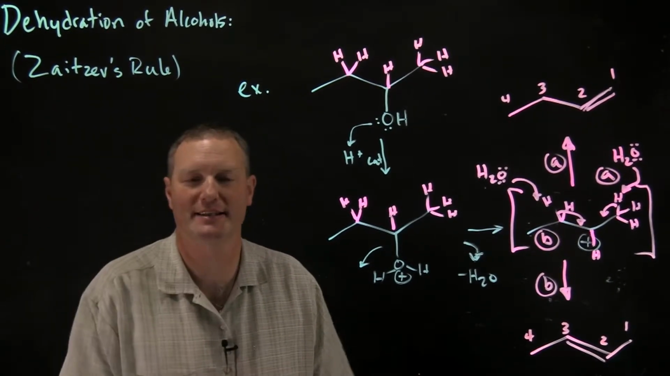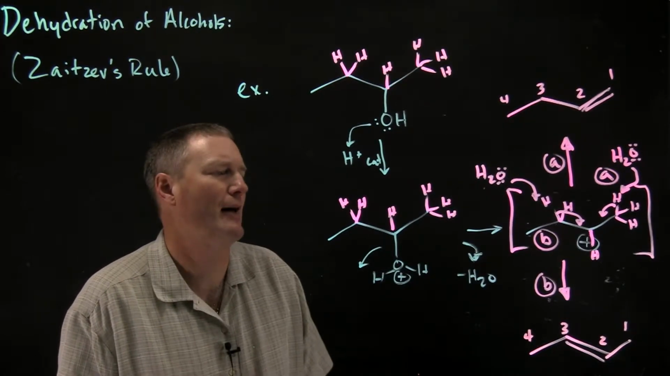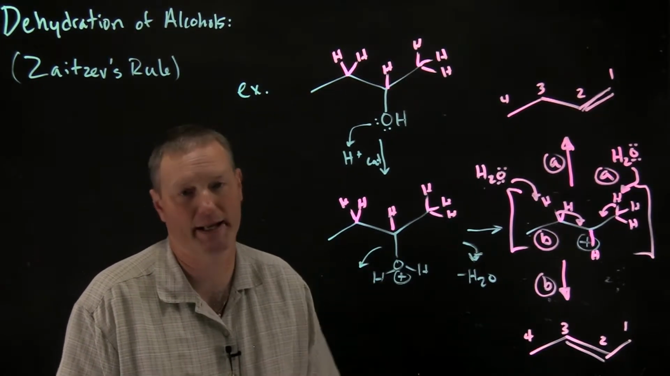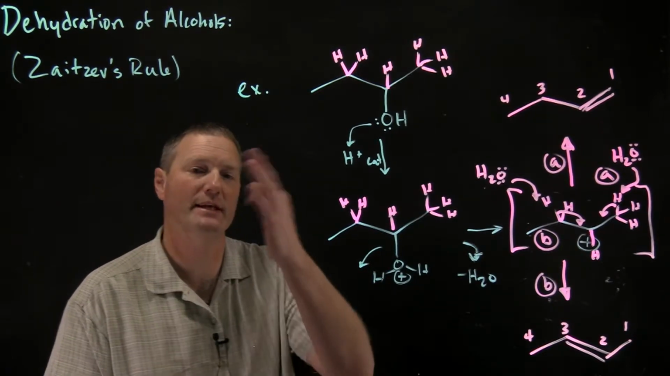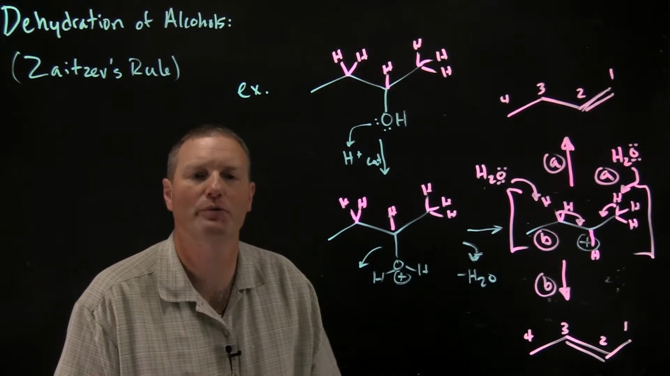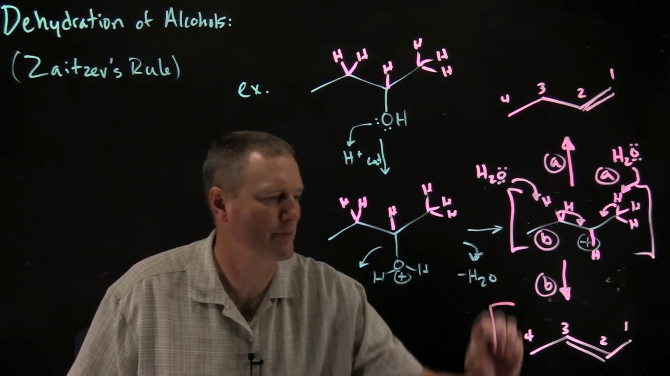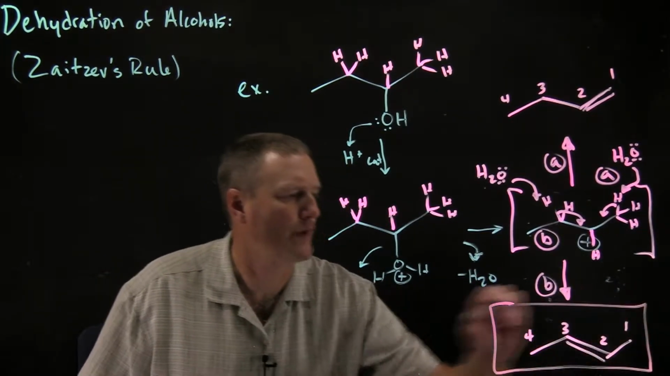Well, it turns out when you go into the laboratory and actually do this reaction, and this is the type of reaction that Zaitsev investigated, you find, in general, there's always a favored product. And what Zaitsev found when he examined multiple different alcohols and did dehydrations was that this type of product was favored.